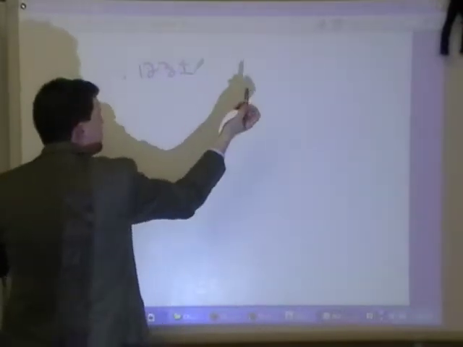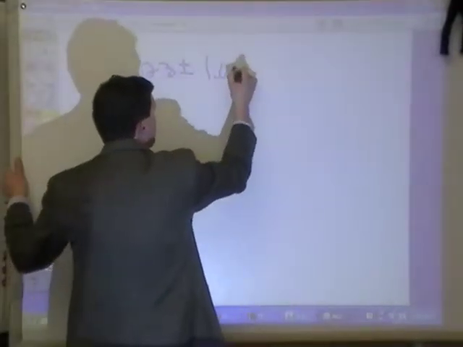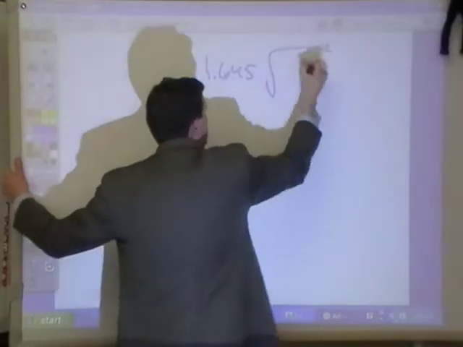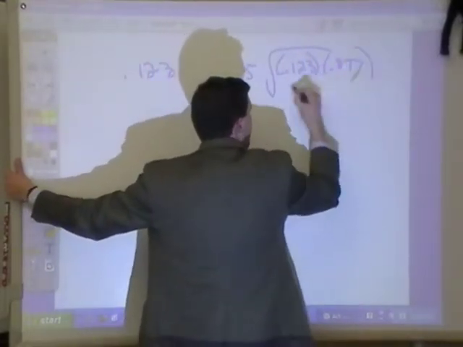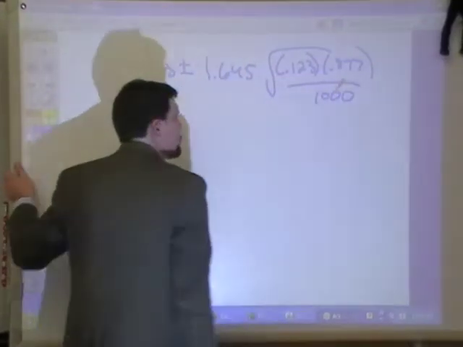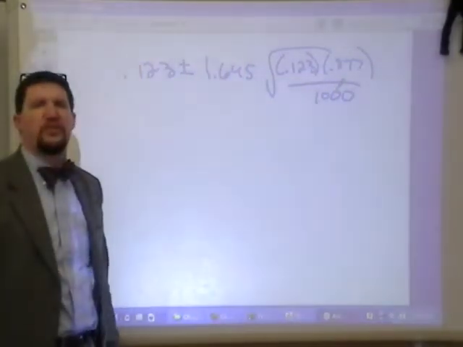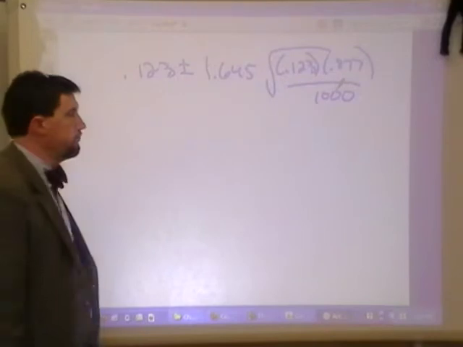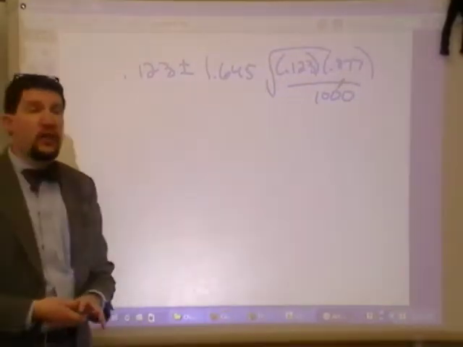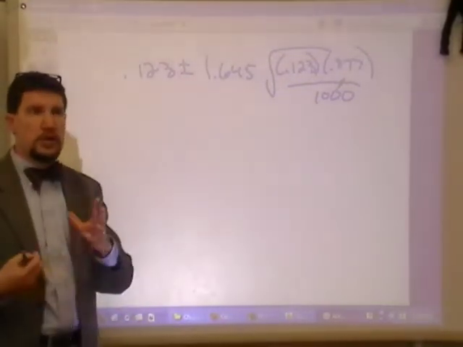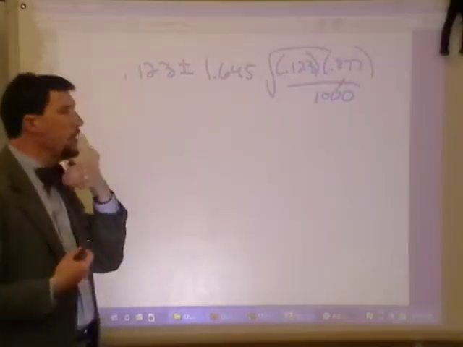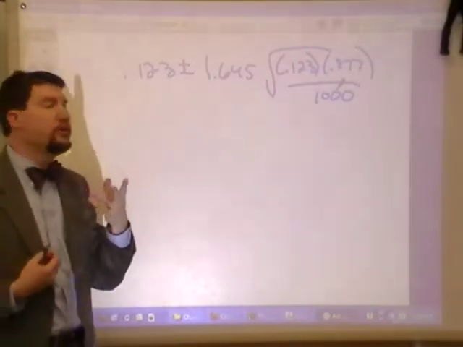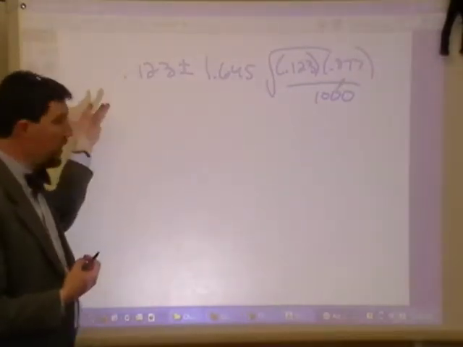0.123 plus or minus 1.645 times the square root of 0.123 times 0.877 over 1,000. What happens if I double the size of the sample? Now, keep in mind that we know that the larger the sample, as long as I'm meeting the criteria of being less than 10%, the larger the sample, we've always said, the more accurate you're going to be. Is that going to portray to here?